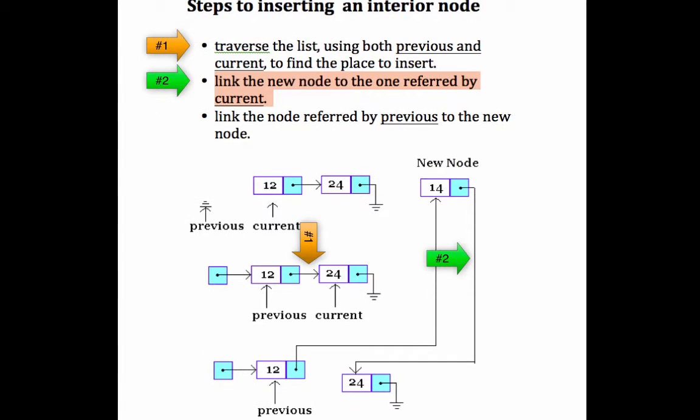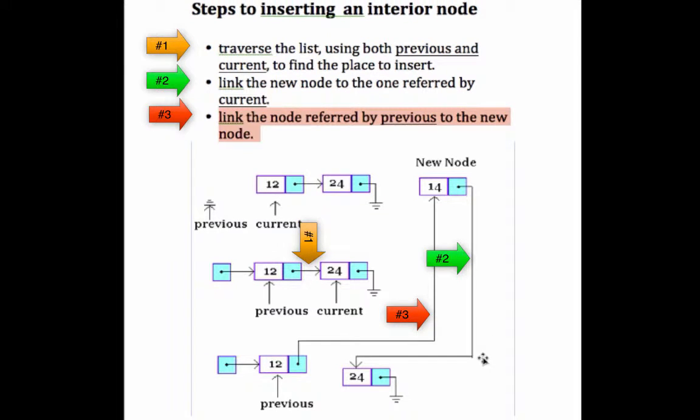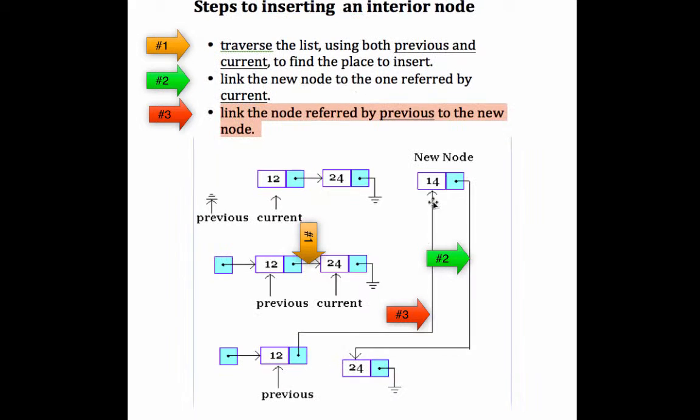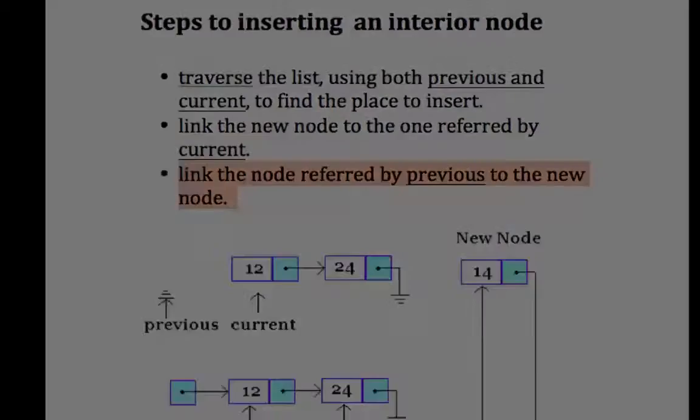The third step will be to link the rest of the list to the new node. For that, we're going to use previous. Previous is referring to the node that precedes the new node. So somehow we need to connect this to 14. In this picture, you see that 12 has been connected to 14 using the reference previous, and 14, which is the new node, has been connected to the rest of the list.